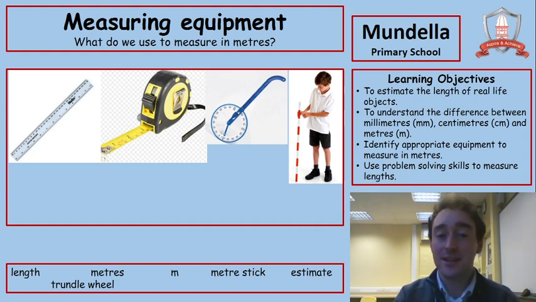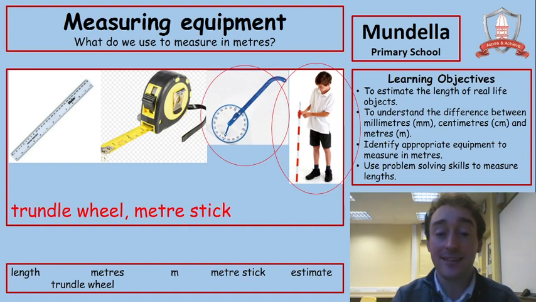Okay, now we looked at measuring equipment yesterday. See if you can remember the names of these 4 different pieces of measuring equipment. Right, and the question that we have on our slides, it says, what do we use to measure in metres? Is it going to be a ruler? Don't know. Don't think so. Is it going to be the measuring tape? I can't really see. When it says 1, 2, 3, I don't think those are metres. Maybe it is the trundle wheel and the meter stick, because we know from our last lesson that we can measure meters with those pieces of equipment.